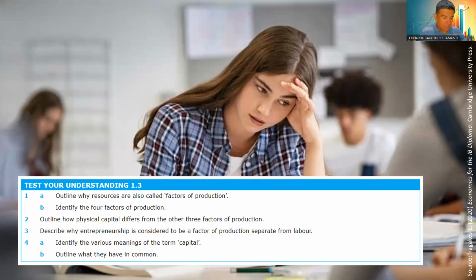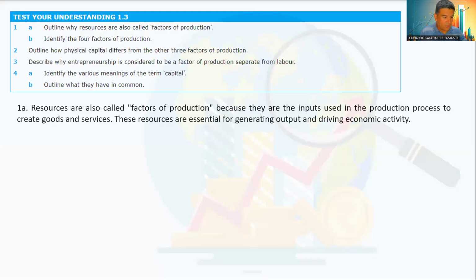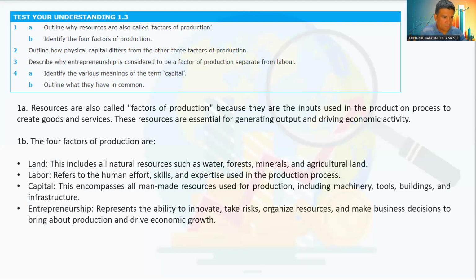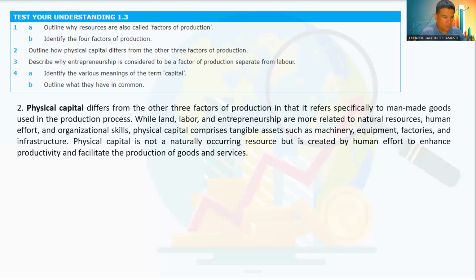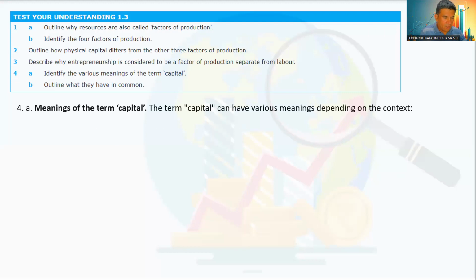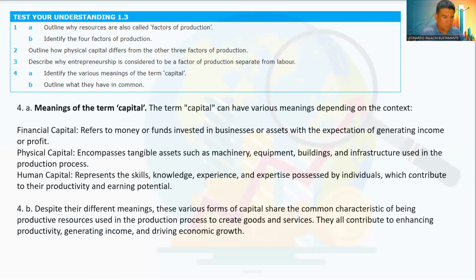Here you have your task number 3 with 4 questions. Pause this video so that you can focus on that. Okay, I am providing now the answers for number 1, A and B. Number 2, physical. Number 3, 2 and 3, physical capital and entrepreneurship. And finally, number 4, for A and B. You can pause these videos so that you can analyze the answers. Do not forget to ask any questions during class.